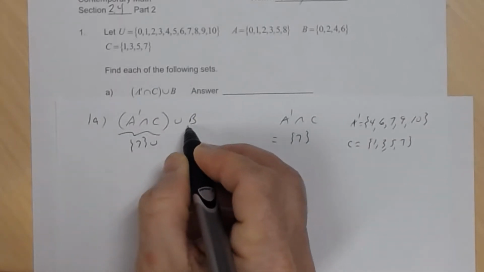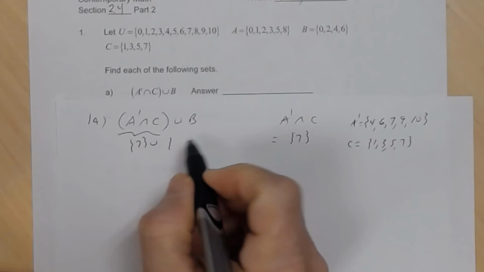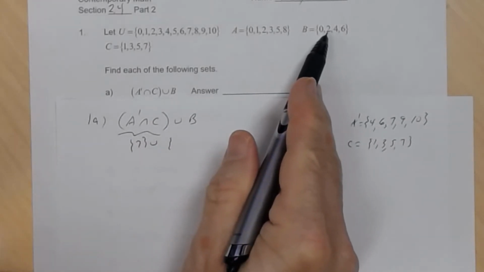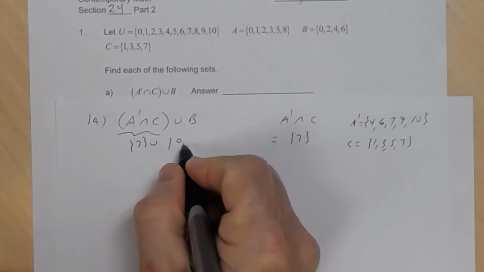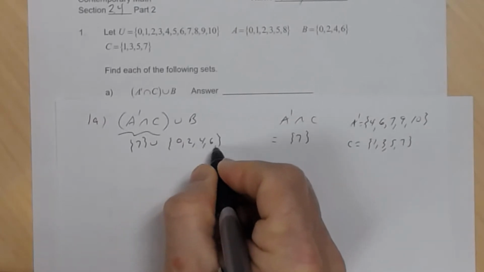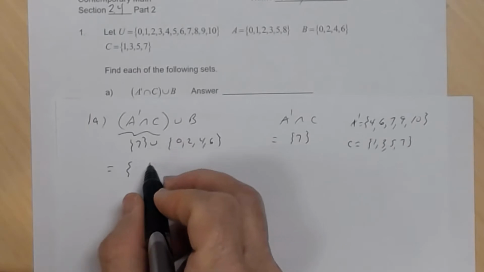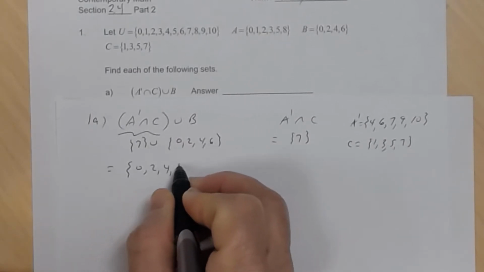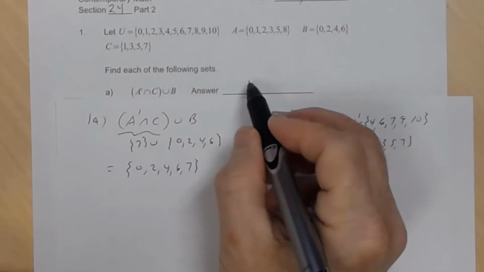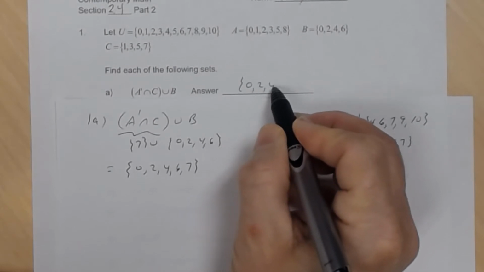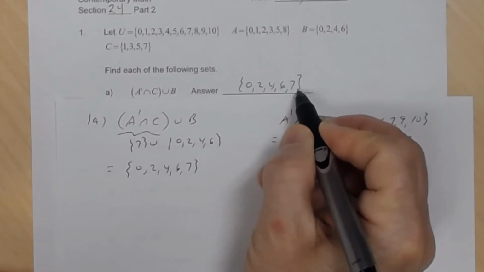And so I want to union this with set B, and set B is this. It's 0, 2, 4, and 6. And so the answer then would be every element listed, since this is a union. So 0, 2, 4, 6, and 7.